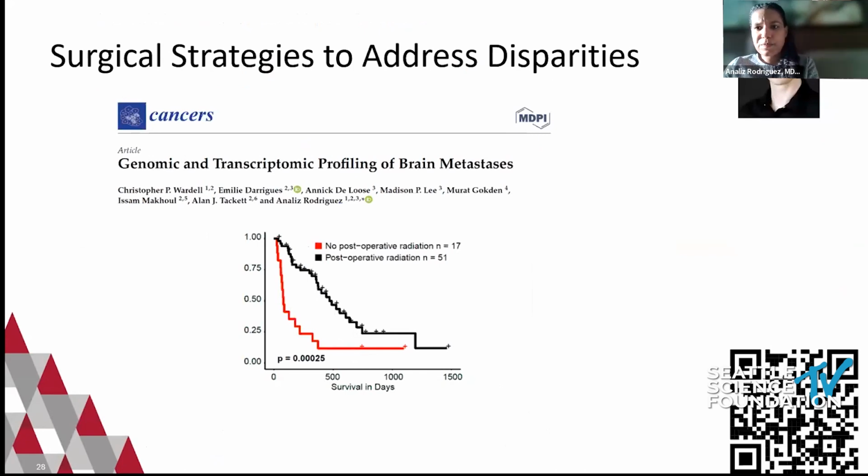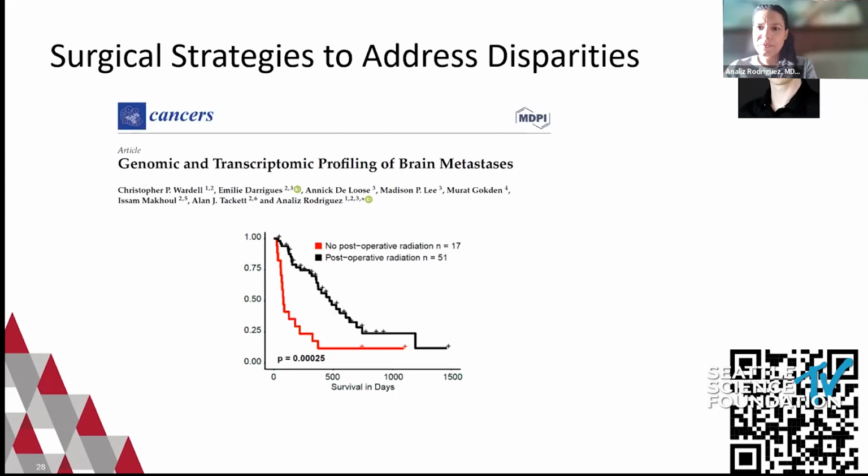The last thing I just want to briefly touch upon is surgical strategies to address disparities. I obviously live in a rural state, and we found, not surprisingly, when we were studying our brain metastasis cohort, how terrible our patients do when they do not get postoperative radiation. You can see that in red. This Kaplan-Meier curve is terrible. They're living way less than a year.